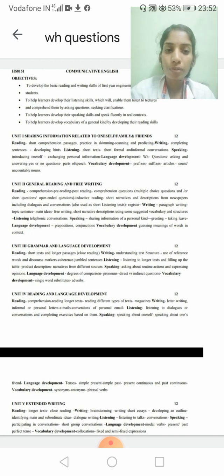First of all, we have to discuss the syllabus. There are five units: unit 1, unit 2, unit 3, unit 4, unit 5. In unit 1, you can see sharing information related to oneself, family and friends, like that.